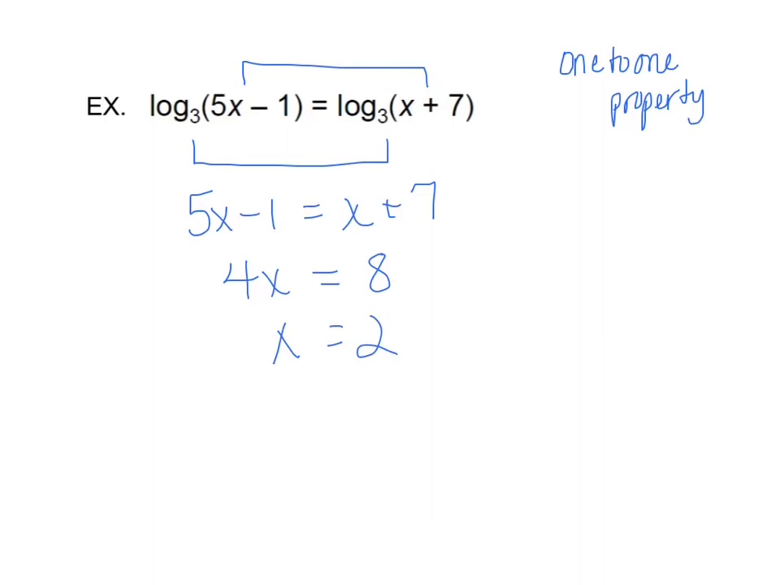So if I were to put a 2 back in here, this is a pretty simple problem, but if I had a problem like this and I put a 2 back in there and it became negative in either this argument or this one, then this would not be a solution and there would just be no solution. So if the one and only solution makes the argument negative, then that would just be no solution.